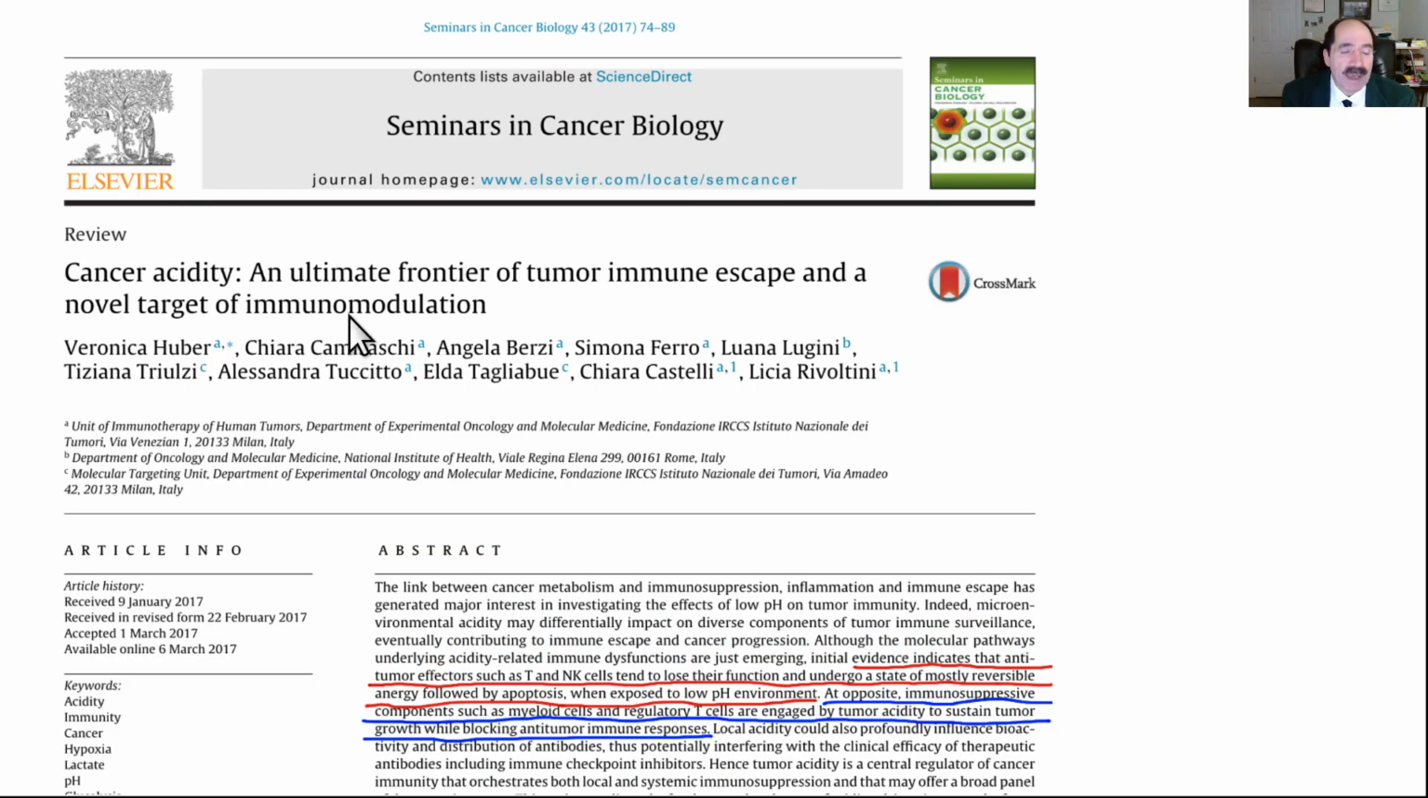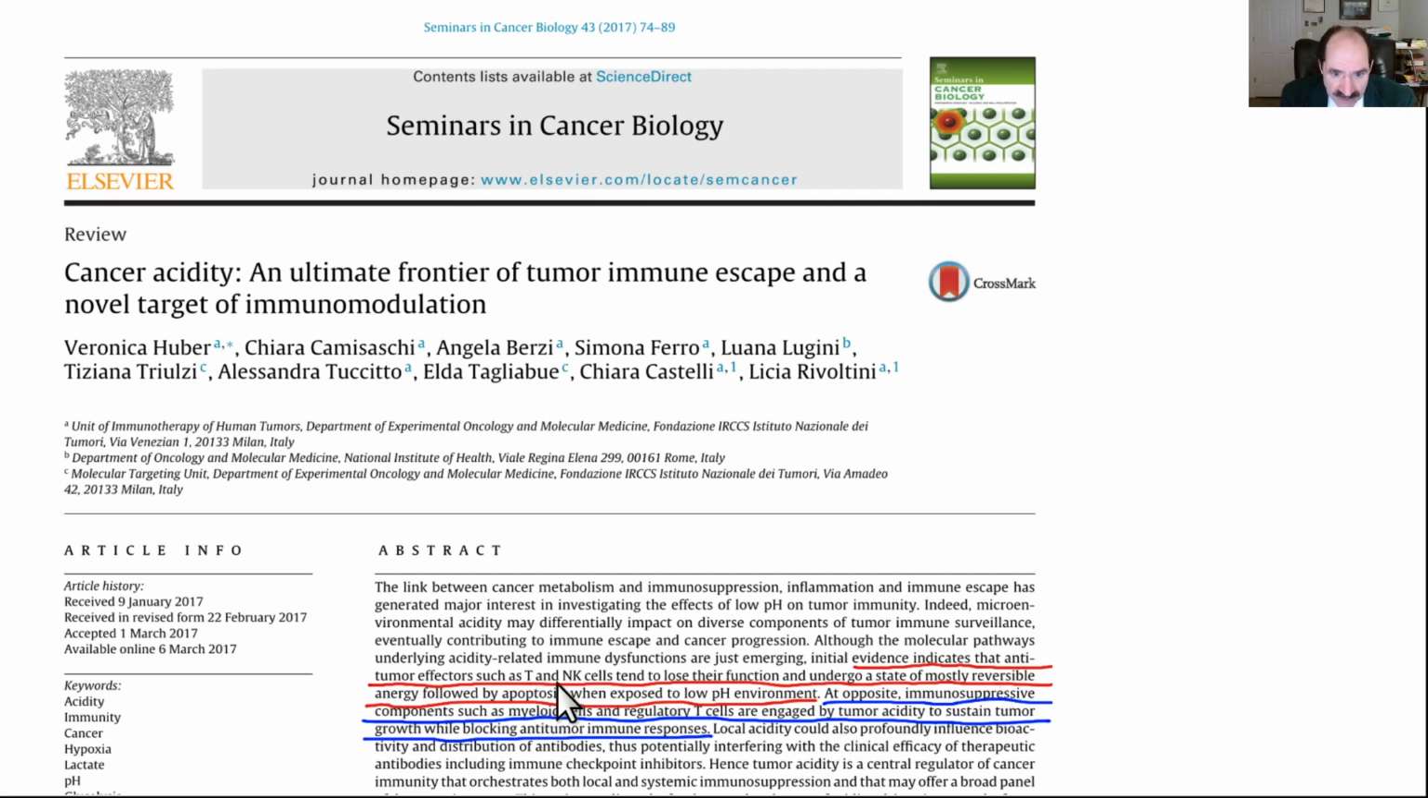Now here is a paper, this is a good paper, Cancer Acidity, the Ultimate Frontier of Tumor Immune Escape. So what's happening is once the cancer pumps out the lactic acid, it makes it so acidic that it just suppresses all the immune system. It's like a superpower to make the immune system just not work. Okay, so this is really the key steps here.